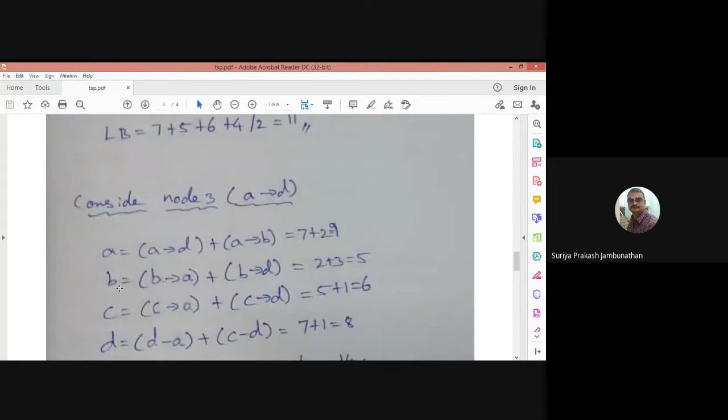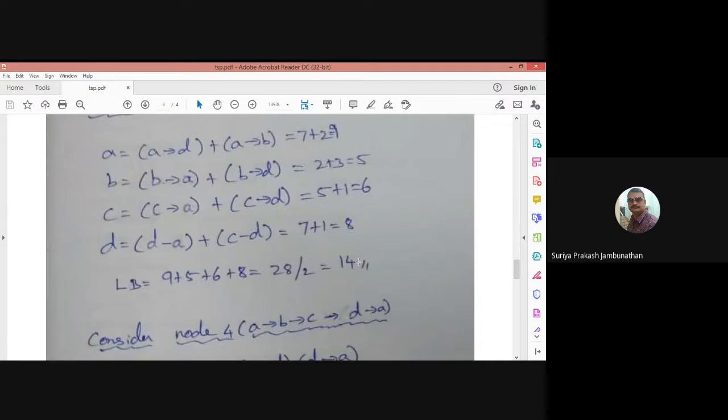Next, B, when we are starting, B to A, B to D. So B to A, B to D, what answer are we getting? 2 plus 3 equals 5. The third node, C to A and C to D, we are moving. C to A, what answer are we getting? That is 5. C to D, we are getting 1. So that is 6. The last node, D to A, then C to D, we are getting 7 plus 1, that is 8.